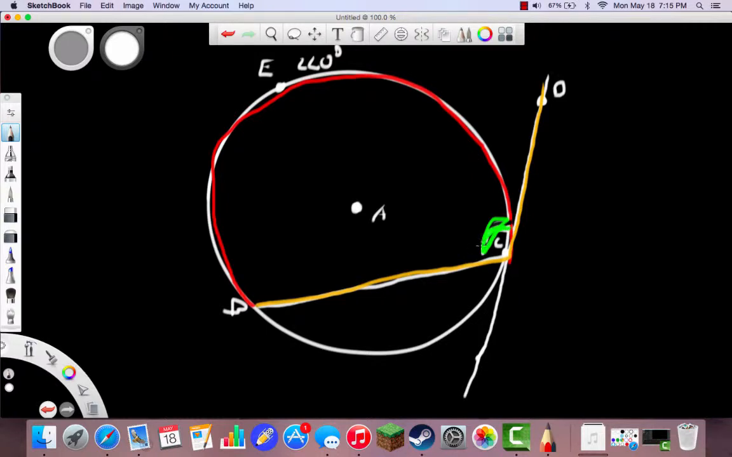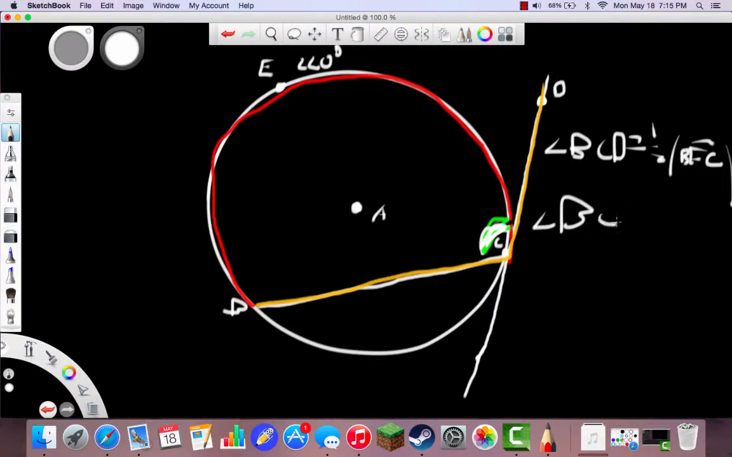Because this is an inscribed angle here, we can tell that angle BCD is going to equal half of its intercepted arc, in this case arc BEC. And so what would that come out to be? BCD equals 220 divided by 2, which ends up being 110 degrees, of course.